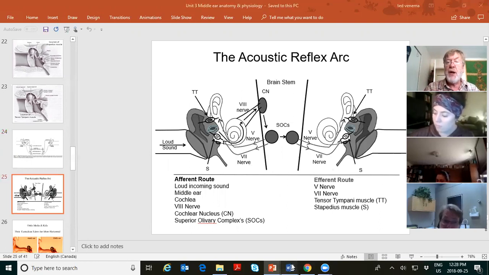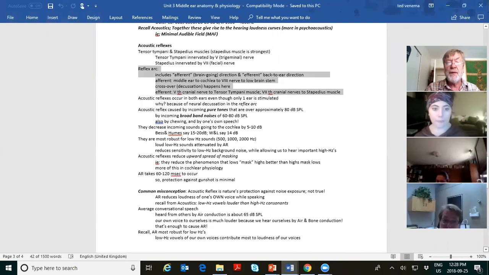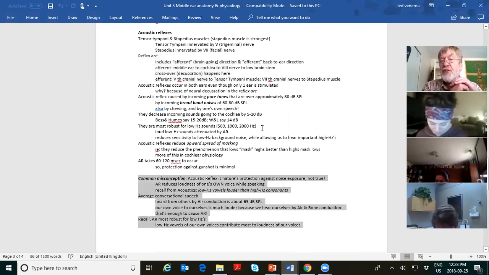And why do you have acoustic reflexes in the first place? Why do you have them in the first place? Read here. Some say acoustic reflex is nature's protection against noise exposure. Not necessarily true. Acoustic reflexes reduce the loudness of your own voice while you speak.